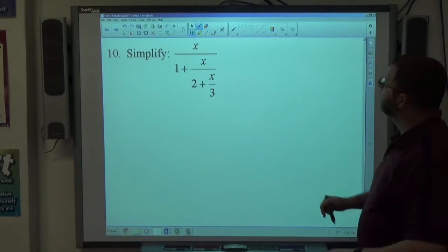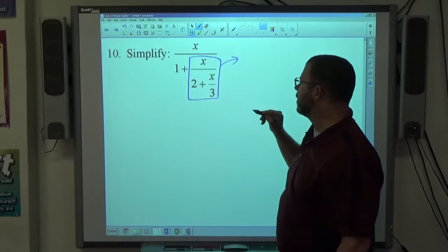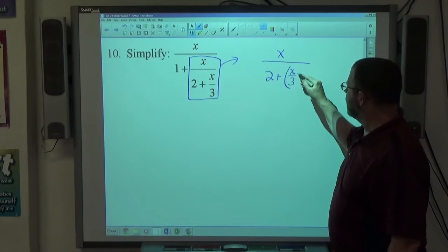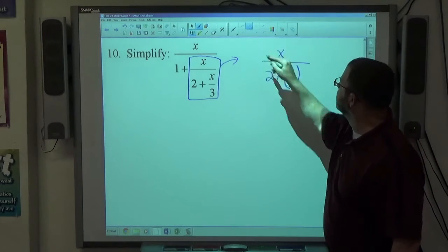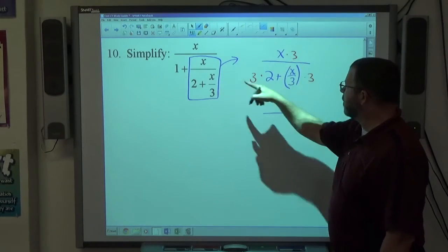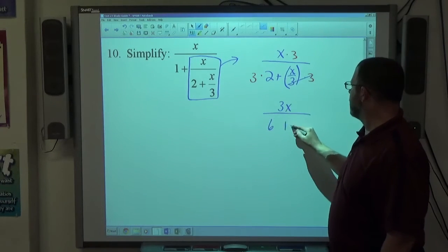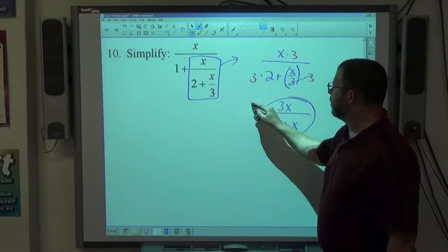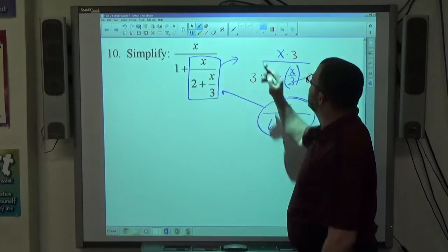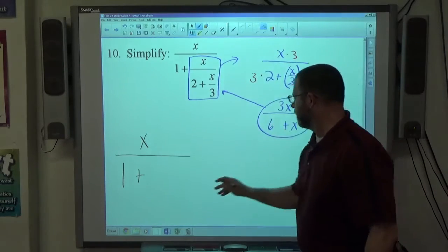Number 10. Our first priority on this type of problem is to take this thing out and fix it. So I got x on top, I've got 2 plus x over 3 on the bottom. This is the issue, so I need to do times 3, times 3, times 3. Everything times 3. So the top of this fraction here becomes 3x. This term becomes 6. Those 3's cancel, that becomes plus 6. This expression is equivalent to that expression. So this is my problem. I'm taking this out, putting this back in, and it becomes x over 1 plus this thing.